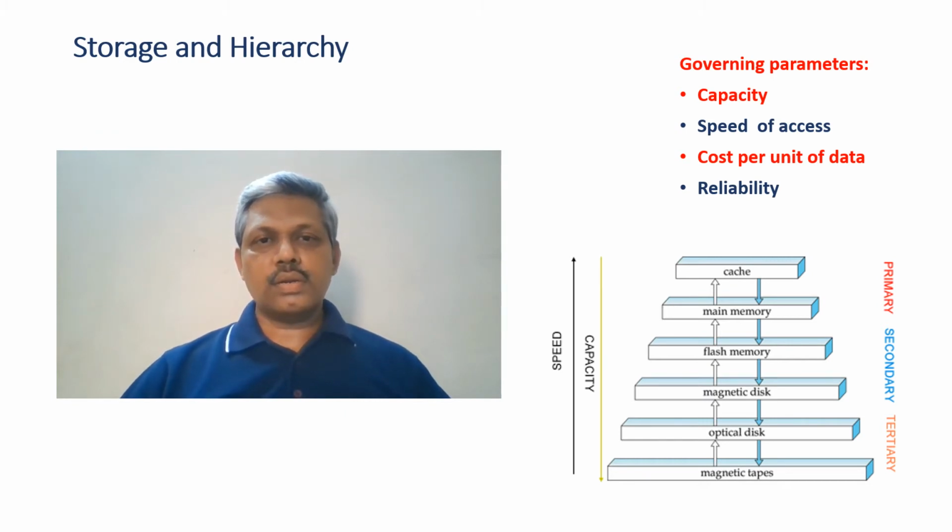The secondary one is flash memory and magnetic disks. They are non-volatile, but they are a bit slow when compared with the primary ones, and the capacity is also limited. When it comes to the tertiary, optical disks and magnetic tapes have huge capacities and are highly stable, but a little bit slow in processing.